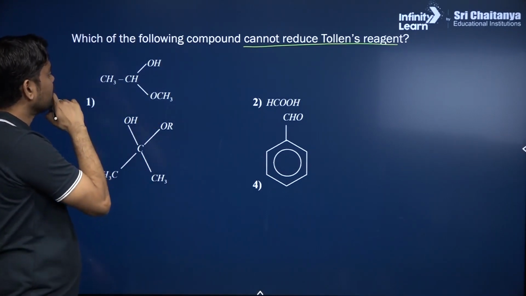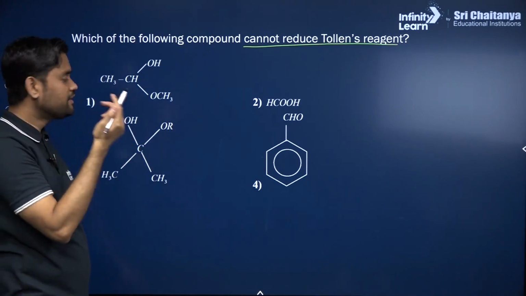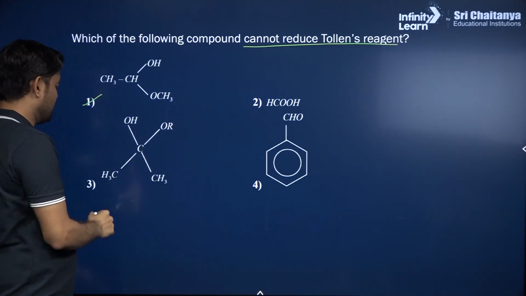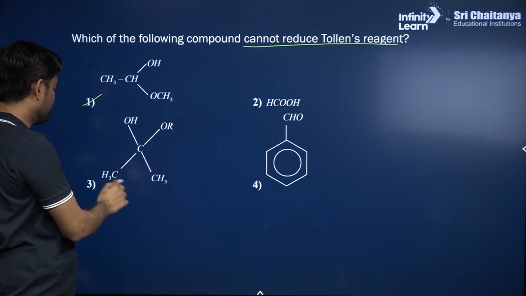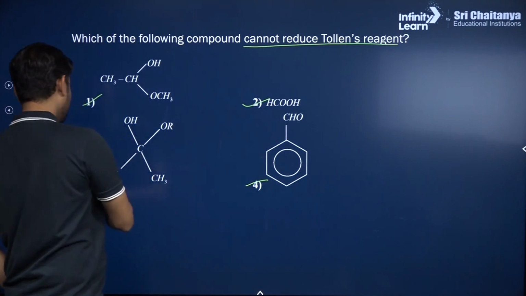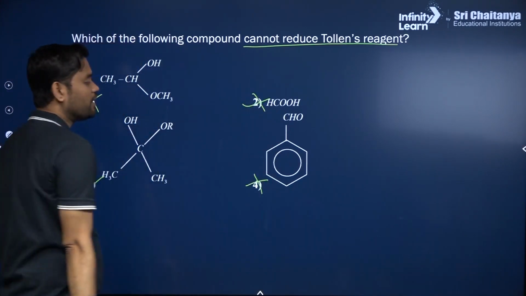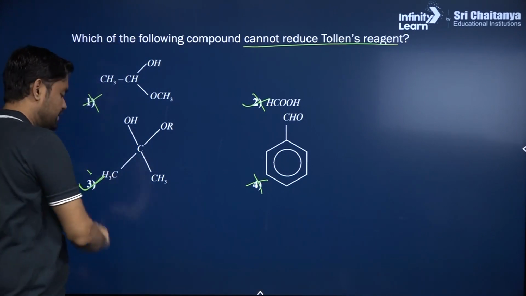This is a hemiacetal of an aldehyde, so it will reduce after hydrolysis. It will give you what? The aldehyde itself, so it will reduce. This is a hemiacetal of ketones, so it will not reduce. This will reduce and this will reduce. So yes, we'll go with option 3. Options 1, 2 and 4 are the wrong answer. We'll go with option 3.